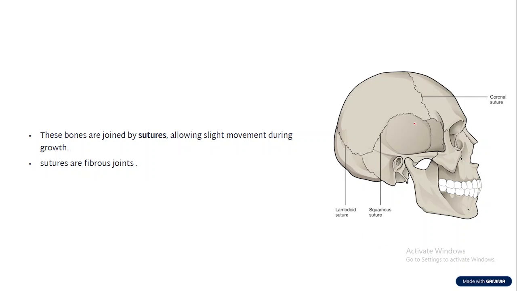We can see here the suture which is present between the parietal and temporal bone. Then this is the suture present between the parietal and occipital bone, which is called the lambdoid suture. Then this is the coronal suture, which is present between the frontal and the parietal bone. Between the parietal and temporal bone, this is the squamous suture. And between the two parietal bones, in the midline, there is a suture called the sagittal suture.